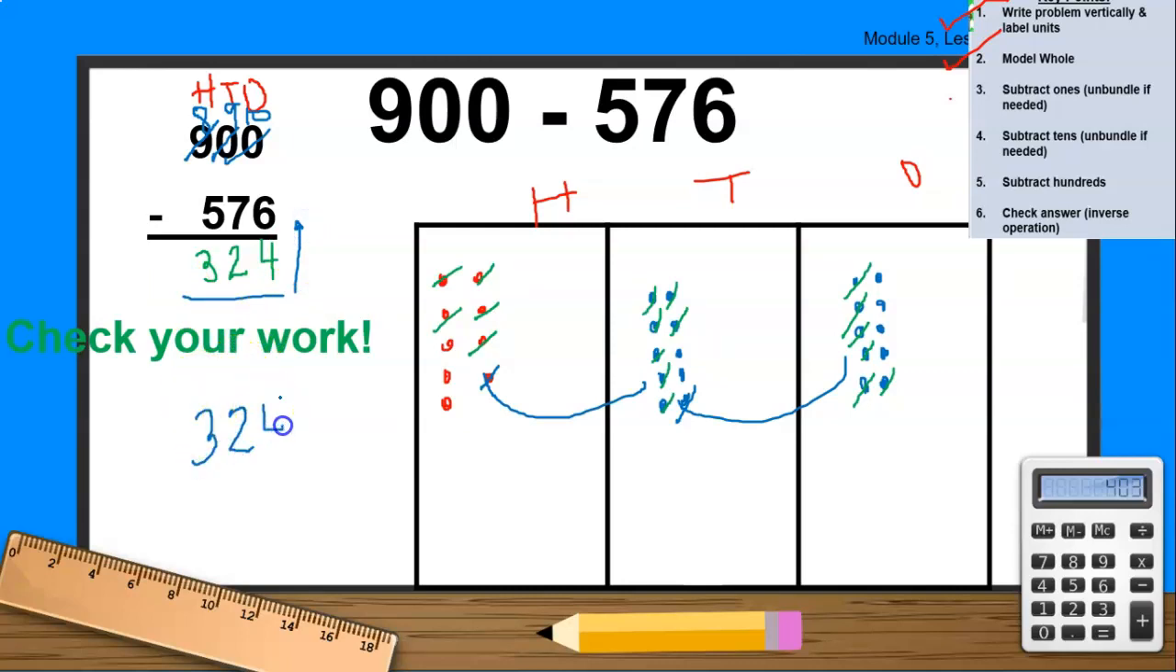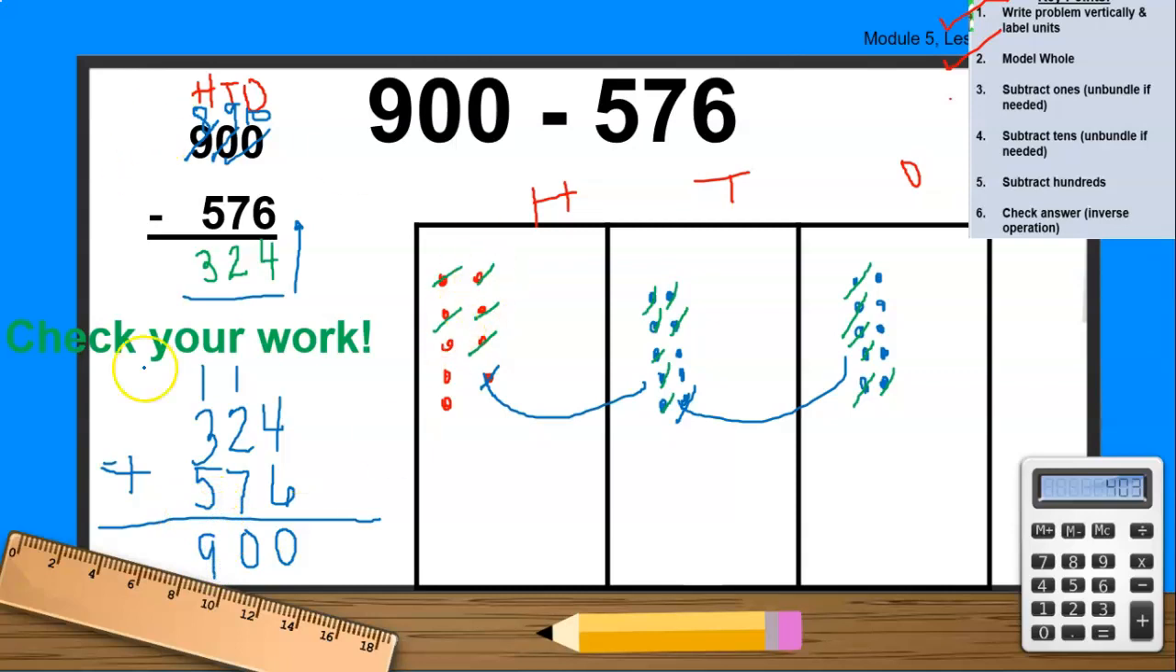324 plus, because I'm checking the answer, I'm going to check with the inverse operation, 576. When I add, I start at the ones. 4 plus 6 is 10. A 0 goes in the ones place. The 1 goes in the tens. 1 plus 2 is 3. 3 plus 7 is 10. The 0 goes here, and the 1 goes in the hundreds. 1 plus 3 is 4. Plus 5 is 9. Yay!